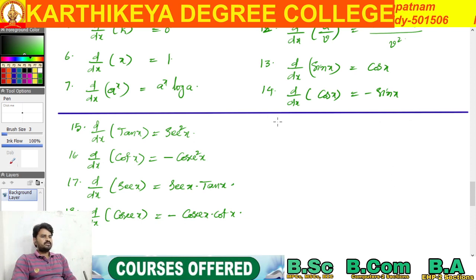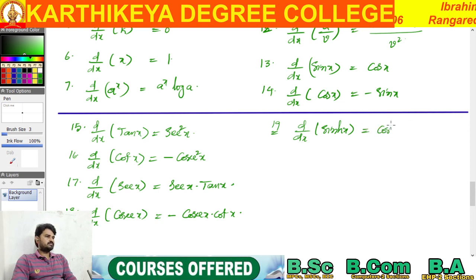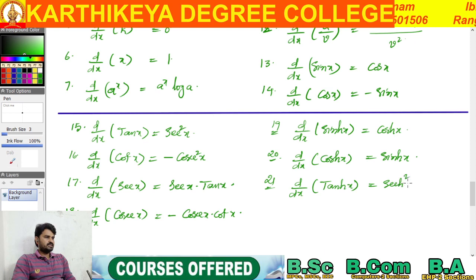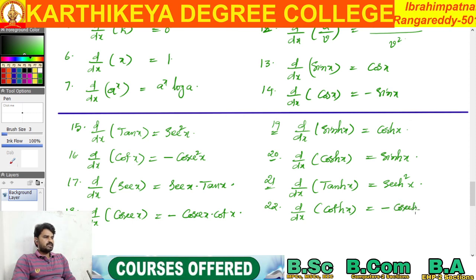Okay, now next one, the derivative of hyperbolic functions. The derivative of sin hyperbolic x is equal to cos hyperbolic x. The derivative of cos hyperbolic x is equal to sin hyperbolic x. Next, the derivative of tan hyperbolic x is equal to secant hyperbolic square x. Next one, the derivative of cot hyperbolic x is equal to minus cosecant hyperbolic square x.